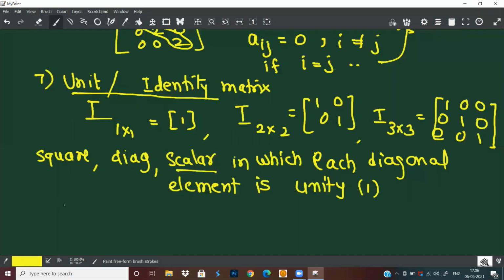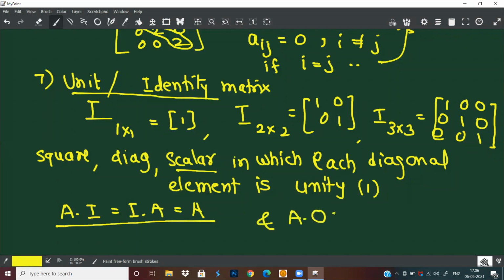Means, you know, any matrix into unit matrix is same as I into A, and it is A. It is like algebra. And other thing is any matrix into null matrix or null matrix into any matrix, the answer will be a null matrix.